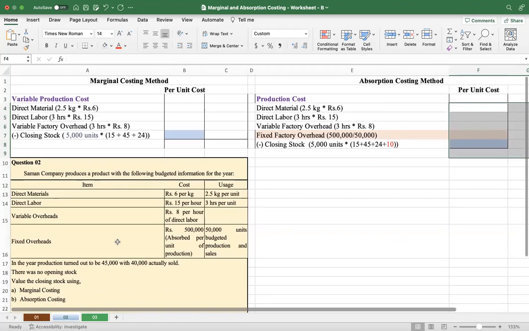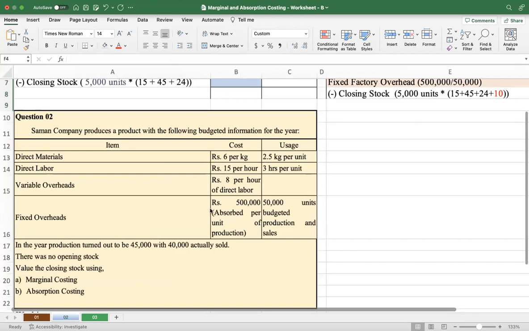What is our second question? A company produces a product with the following budgeted information for the year. Now here we don't have the actual amounts. Do we have? Yes, we have actual sales with us. Other than that, these are the budgets that we have prepared. Okay, now read this question.